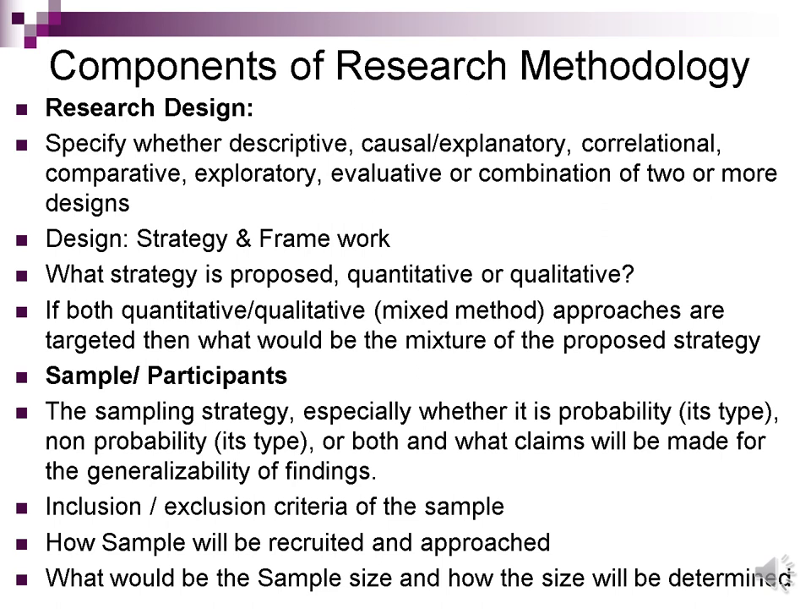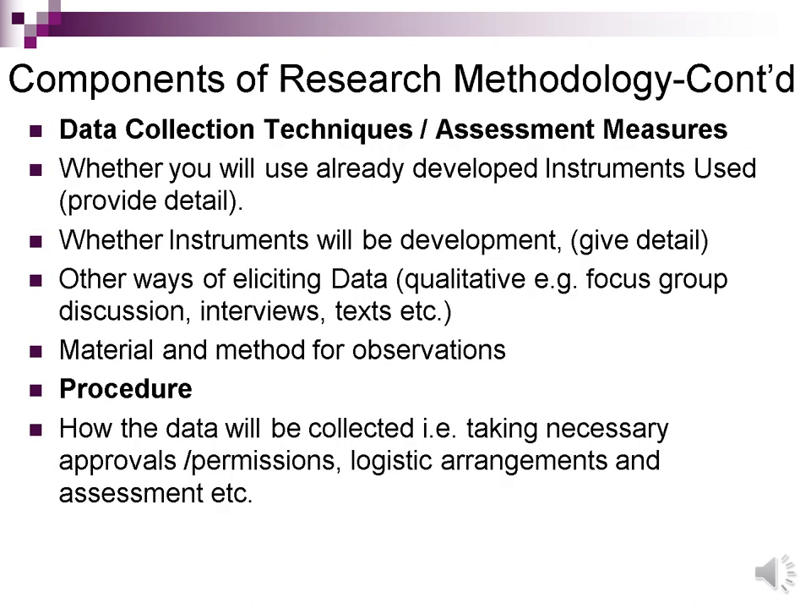There are many quantitative techniques and probability statistics with which we can determine the minimum size of the sample based on the alpha value and the z statistics. The data collection techniques and assessment measures you have to define, for example, whether you will use an already developed instrument or questionnaire, or you will be using your own, and if yes, then you have to give the details. If you have modified the existing instrument, then definitely you will give the details. Other ways of eliciting data, for example, qualitative data through focus group discussion, interviews, texts, messages, emails, and all these together would make the qualitative analysis.